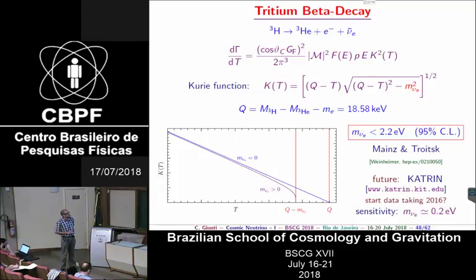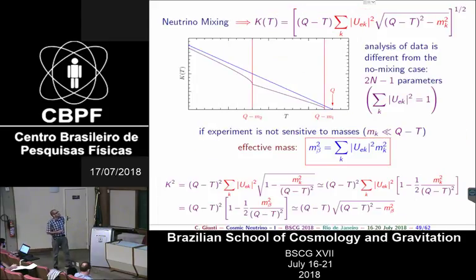Now, in this plot, I did not consider neutrino mixing, and somebody should have asked me why, because here I put the mass of the electron neutrino. This is wrong. As I explained before, the electron neutrino does not have a definite mass. It is a superposition of massive neutrinos. So in the case of neutrino mixing, the expression for the Curie function is more complicated, which is written here. So one has a contribution of all the massive neutrinos here, and the contribution of each one of them is weighted by the corresponding element of the mixing matrix, which is connected with the electron. So the curve is a rather complicated one, depends on several parameters.